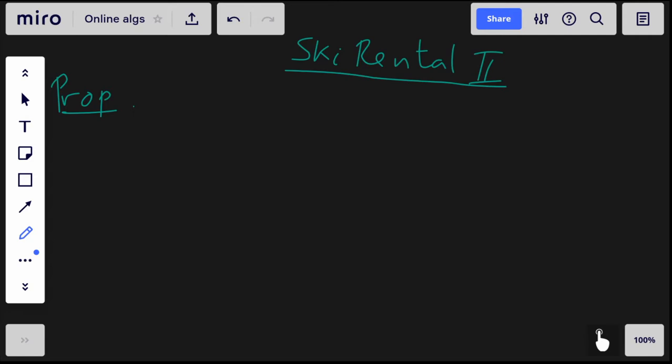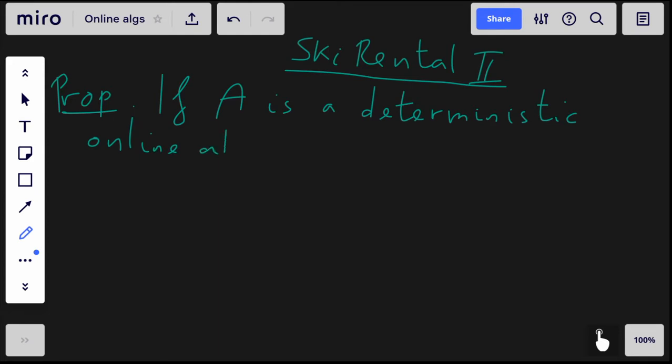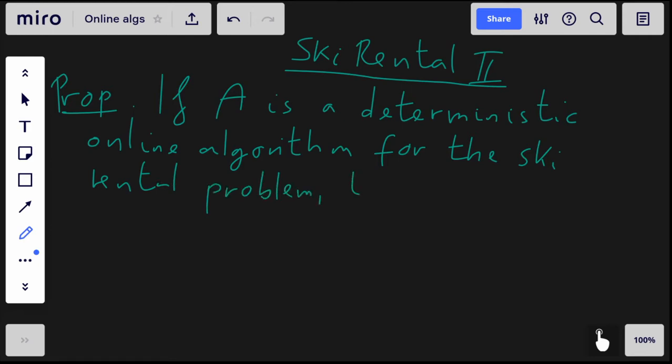algorithms. So it says that if A is a deterministic online algorithm for the key rental problem, then its competitive ratio is at least 2 minus 1 over b.